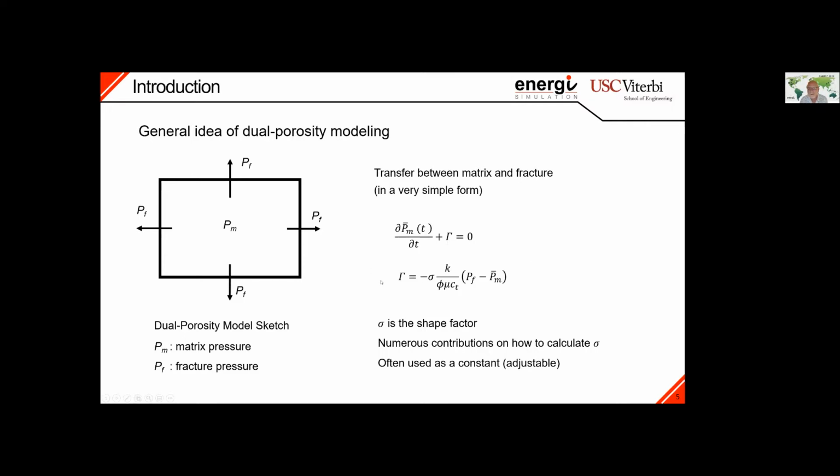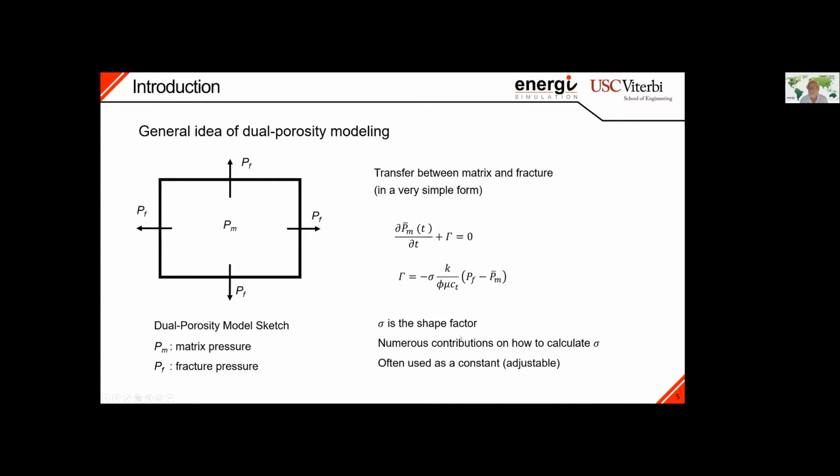And in the simplest form, we can write it like this, where the transfer depends on a shape factor, a term here that includes permeability and fluid characteristics, and then a driving force between the fracture and the matrix. The key here is the average.